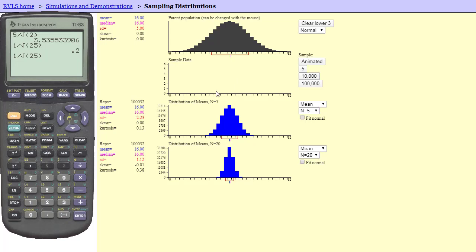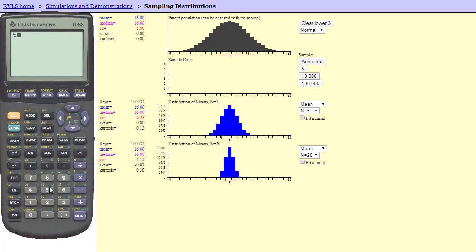These are all the means of all the possible samples of 100,000 times. The standard deviation of the population was 5, but the standard deviation of this is 2.23. Well, that's not very close. So let me clear this here. But an interesting thing happens.